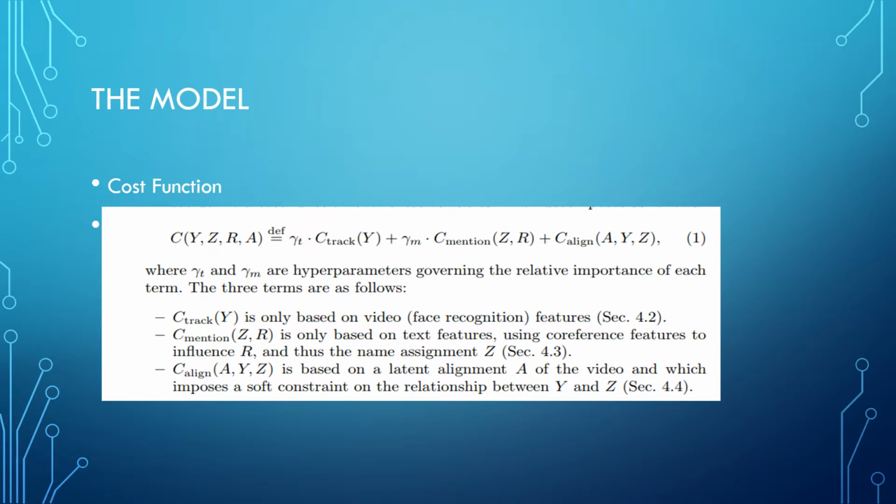The three terms are as follows. C_track(Y) is only based on video face recognition features. C_mention(Z, R) is only based on text features, using co-reference features to influence R, and thus the name assignment Z. C_align(A, Y, Z) is based on the latent alignment A of the video, which imposes a soft constraint on the relationship between Y and Z.